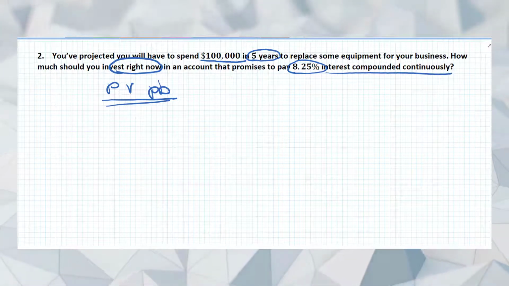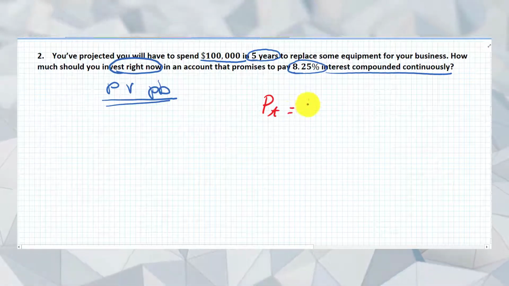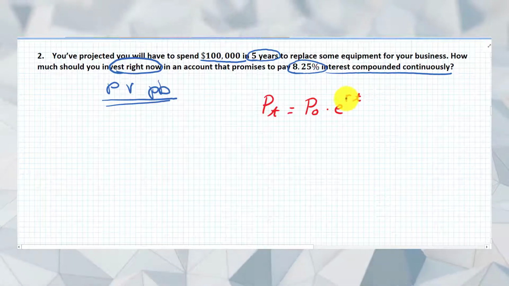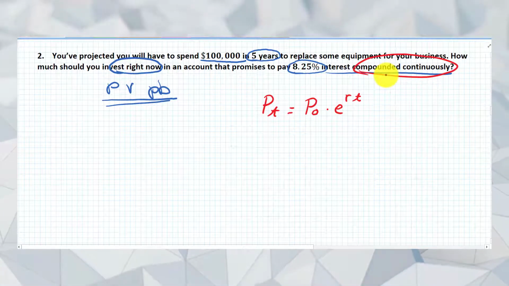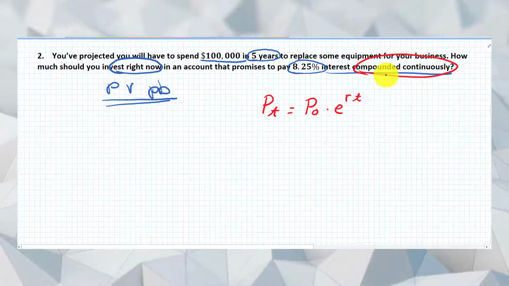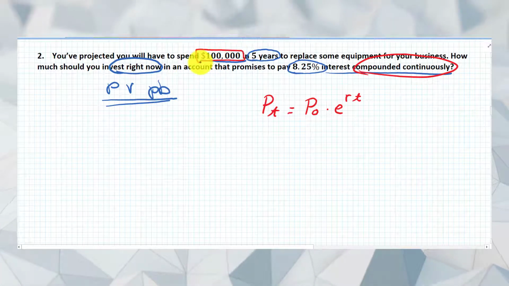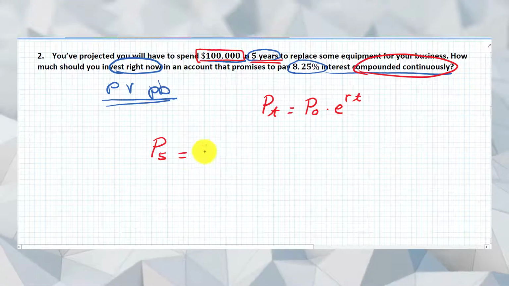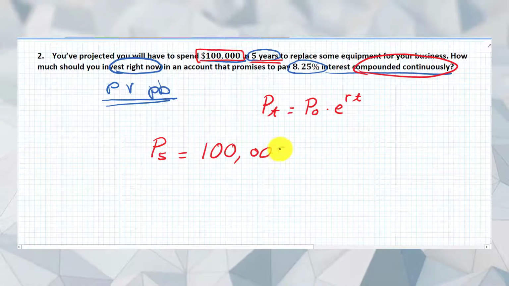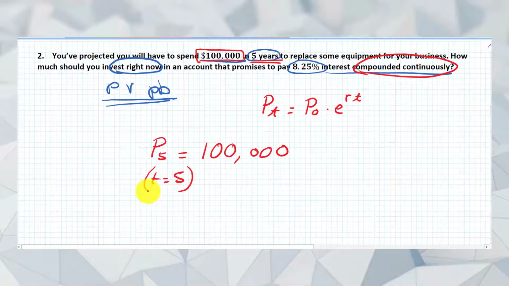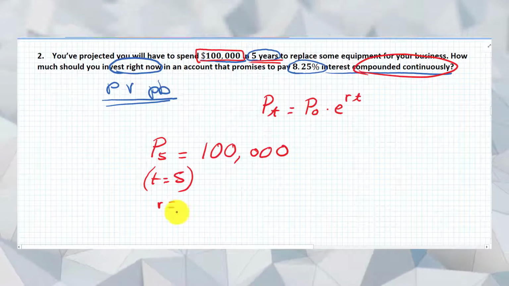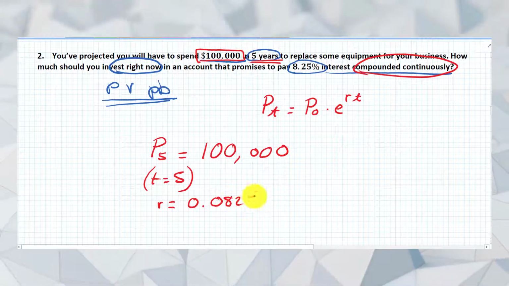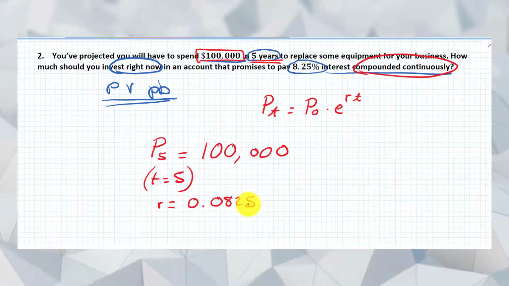Let me write the formula again. P(t) at the end of t years is the initial investment P naught times e to the rt when you compound continuously. Okay? What do you know in this problem? Well, you know that you want to have $100,000 in 5 years, so you know P5. P5 is $100,000, right? t is 5, right? You also know the interest rate. r is 8.25%, so that's 0.0825. And that's it. That's all you need to know.